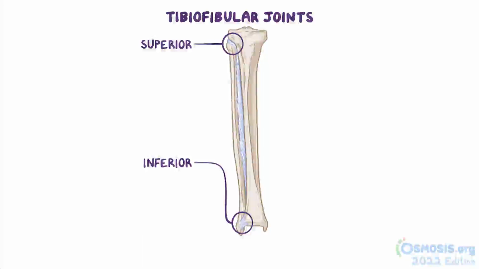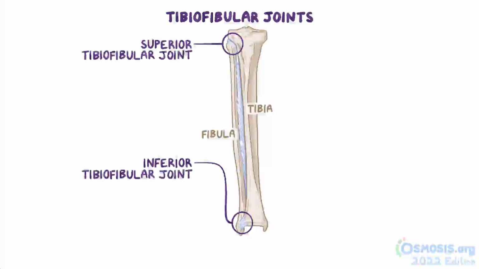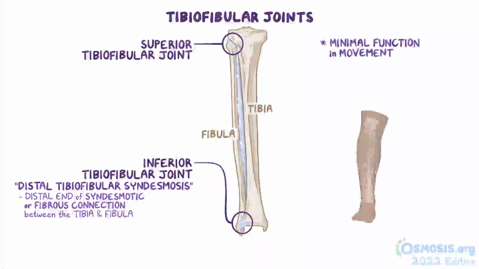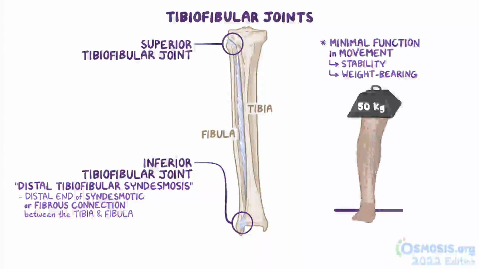Right below the knee joint, there are the leg bones, namely the tibia and fibula, which are connected by a superior tibiofibular joint and an inferior tibiofibular joint, which is a component of the distal tibiofibular syndesmosis, as it is the distal end of the syndesmotic or fibrous connection between the tibia and fibula. These joints have minimal function in terms of movement, but play a greater role in stability and weight bearing.